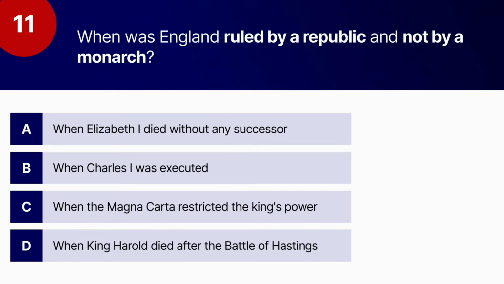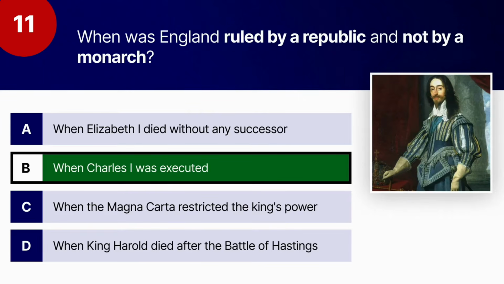When was England ruled by a republic and not by a monarch? A. When Elizabeth I died without any successor. B. When Charles I was executed. C. When the Magna Carta restricted the king's power. D. When King Harold died after the Battle of Hastings. The answer is B. When Charles I was executed.